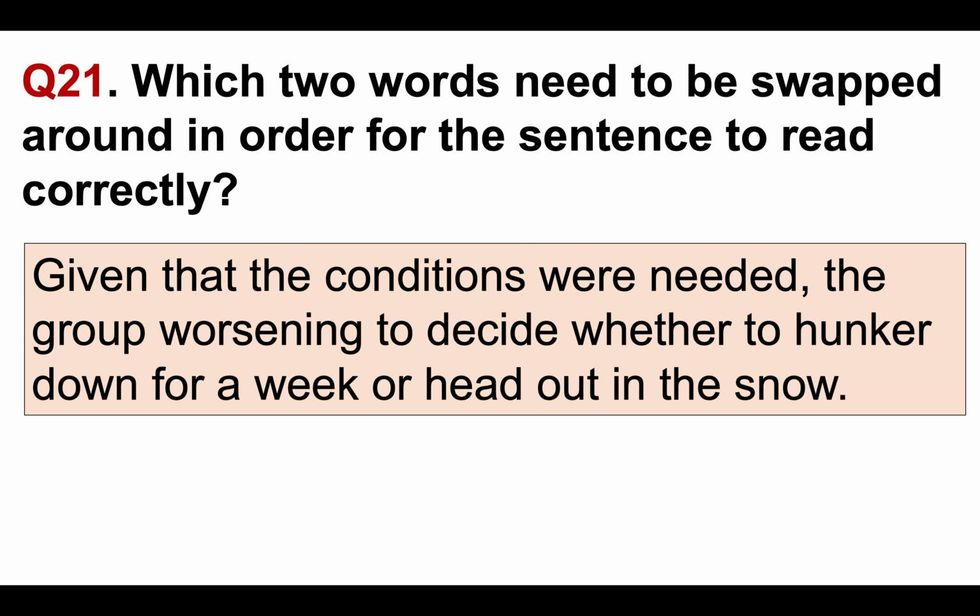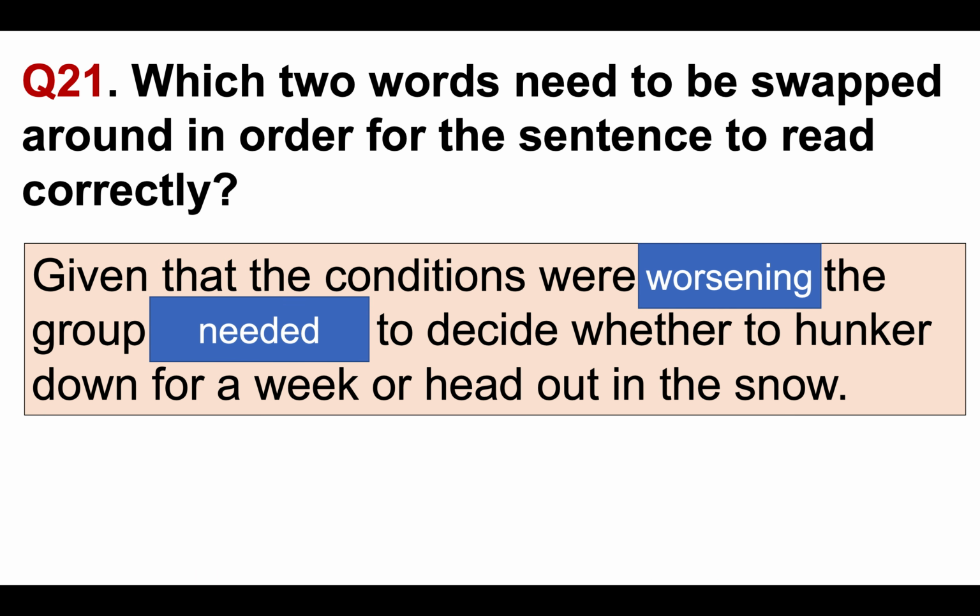So it says, given that the conditions were needed, the group worsening to decide whether to hunker down for a week or head out in the snow. So there are two words there that we need to swap around to make the sentence correct. And those words are needed and worsening. So if we swap them around, it would give, given that the conditions were worsening, the group needed to decide whether to hunker down for a week or head out in the snow.